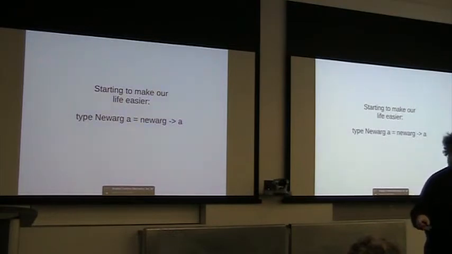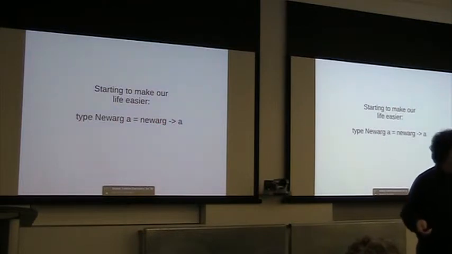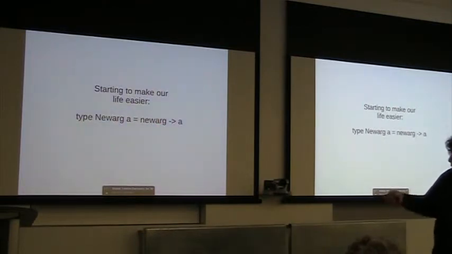It just creates a type alias. And so everywhere where we see new arg A, we can replace that with the function that takes the argument from new arg to A. Right? So we're just literally going to be doing a textual substitution here.